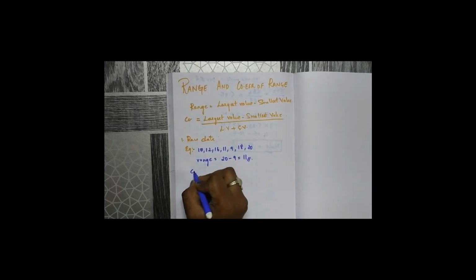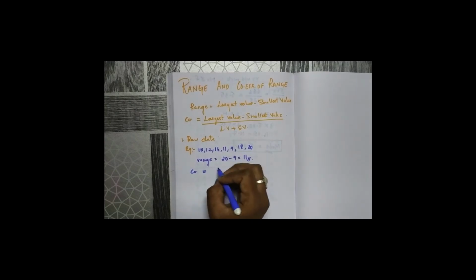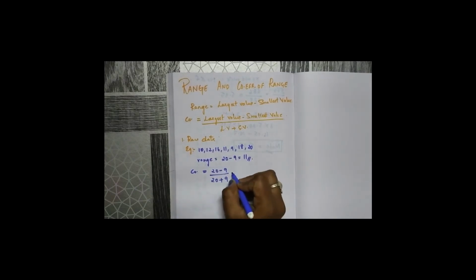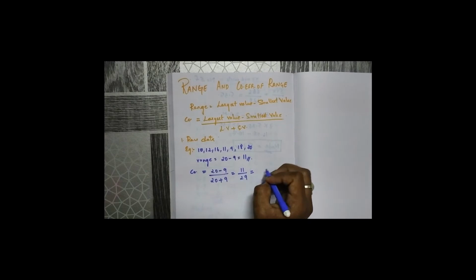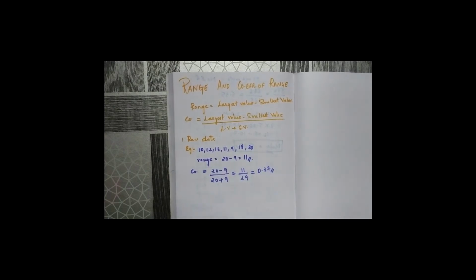And now we'll find the coefficient of range. So that is the largest value minus the smallest value, and largest value add with the smallest value. So here if you minus, it's 11 and here it's 29. So 11 divided by 29 is 0.37. So this is how you solve in raw data.